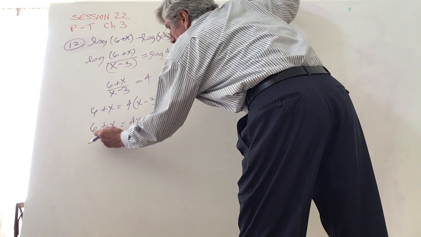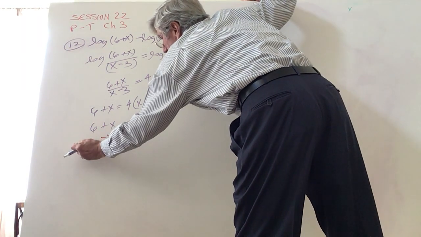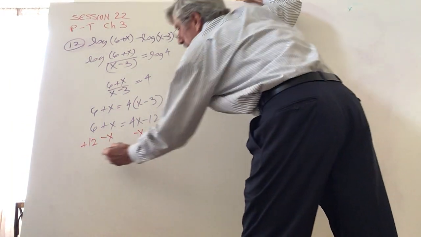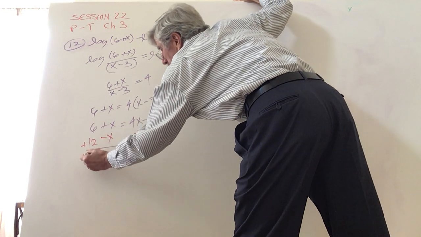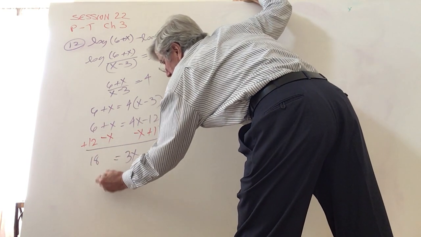How about subtracting x from both sides here, and probably adding 12, okay? I'm kind of trying to get everything to the right side here. So let's do that. Add 12 and subtract x. Subtracting the x and adding the 12, we get 18 equals 3x. How about x is 6, okay?